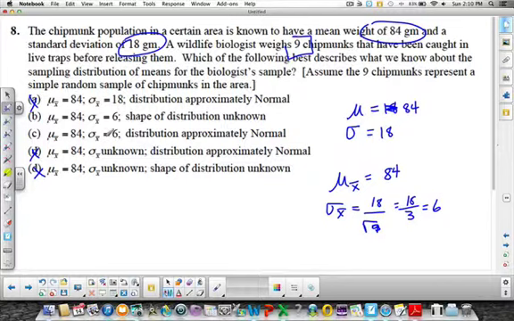However, what do we know about the shape of the distribution? If we go back to the problem and read it, the chipmunk population has this mean weight, has this standard deviation, and so on. We don't know anything about the shape of the distribution for the entire population. My sample size is pretty small, so I can't assume that the sampling distribution is going to be approximately normal. I don't really know what its shape is going to look like because I don't know what the shape of the population is. So the correct answer for number 8 is B.